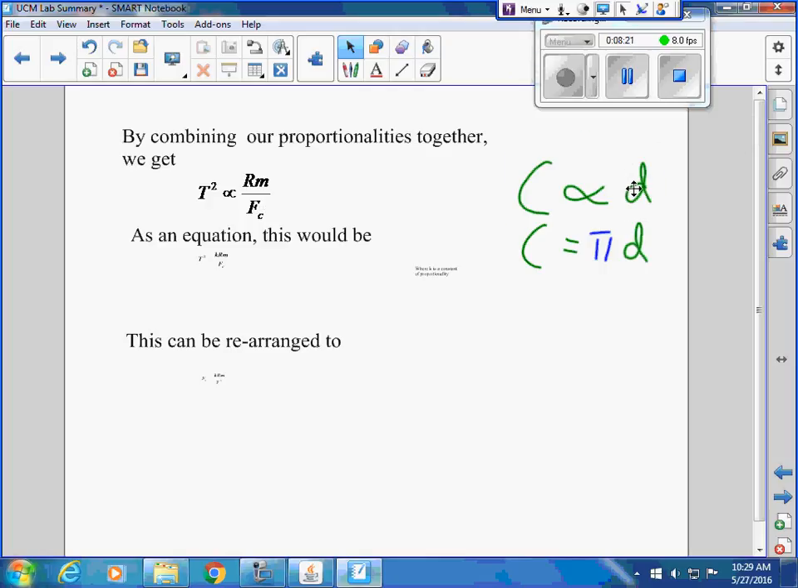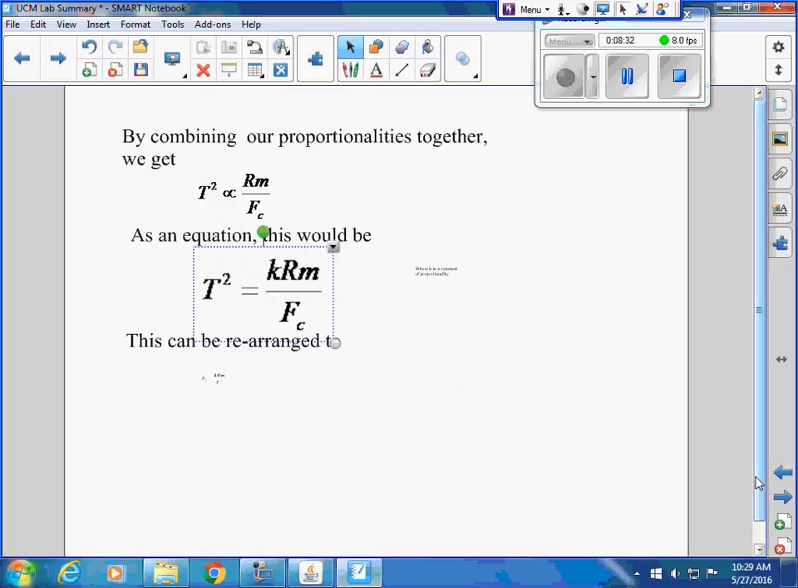Pi is the proportionality constant that makes that work. We don't know our value of pi just yet. We don't know what it's going to be. So we're going to replace it with a generic constant, and we're going to use the letter k. We're going to need some other number, right? So we're going to say that T squared is equal to small k rm over Fc.